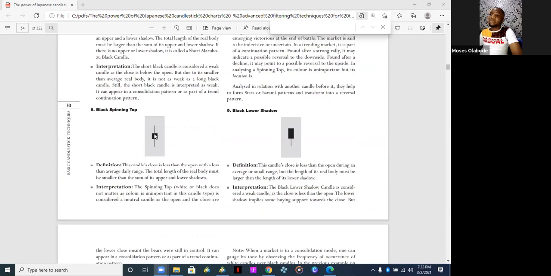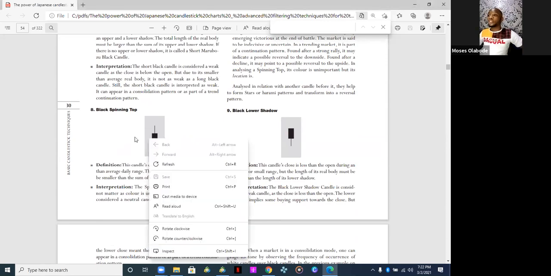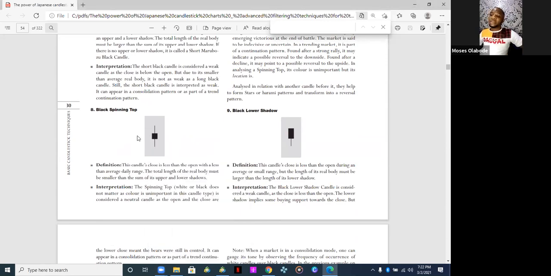So this is the black spinning top. Remember what I said, with the spinning top the color doesn't matter; we identify them as black and white, but the color doesn't matter, it's the position. The spinning top is a continuation pattern or an indecision pattern. If it forms after a bearish market move, that is after a sell, hold, don't trade for that day, or that hour, or that minute. Wait for the next one to form.